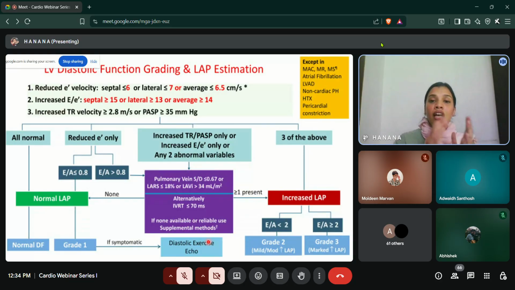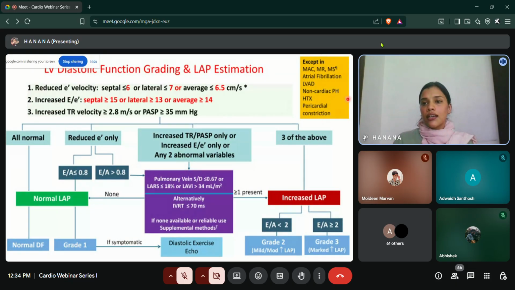Okay, if the patient is having normal baseline values and abnormal values after the treadmill test, he will be having a grade 2 or grade 3 diastolic dysfunction. If he is having normal values even after the treadmill test, he will be having other issues causing this symptom. Okay, that's how we do it.